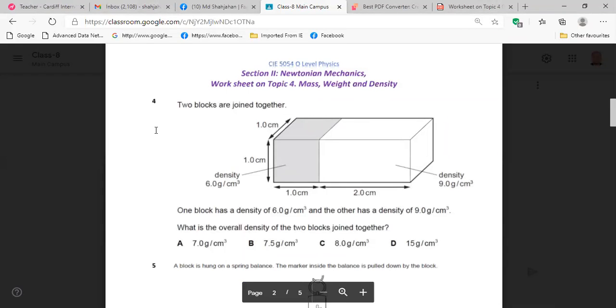So it's asking about the overall density, right? Yes, sir. To get the overall density, you should have the overall mass and overall volume, right? So get the overall mass, that means the total mass of the joined block. Both the blocks together are a single block. For that block, find the mass, and for that block, find the volume. Then you can get the overall density. Calculate it, everyone.